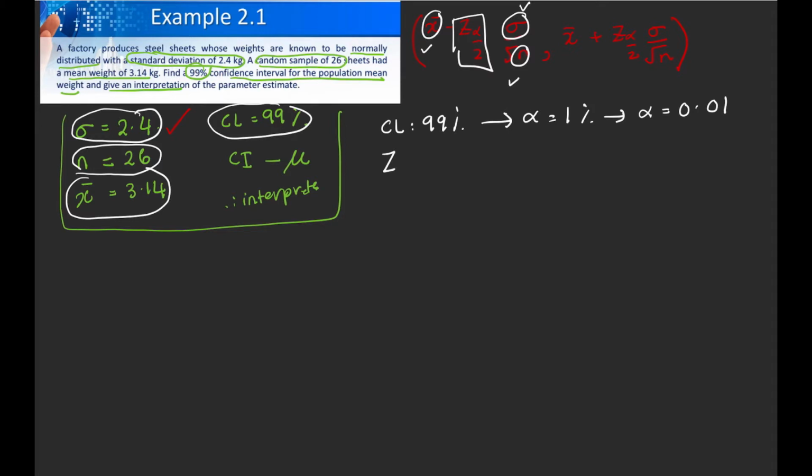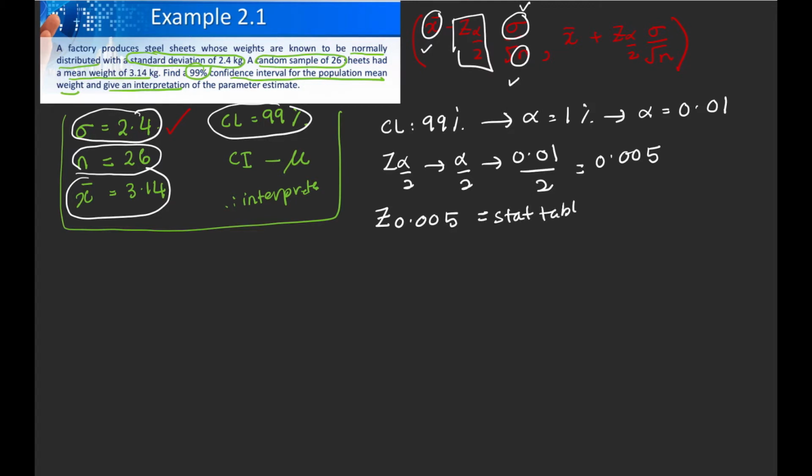Because it is a confidence interval, we need z alpha over 2, so alpha needs to be divided by 2. 0.01 divided by 2, you will get 0.005. So z 0.005. Where can we get this value? Get it from your stat table, the z table.